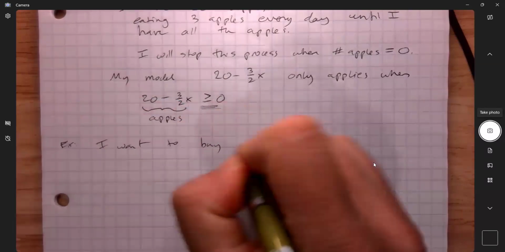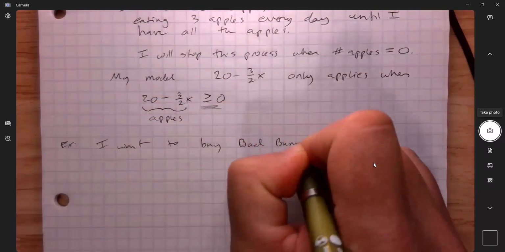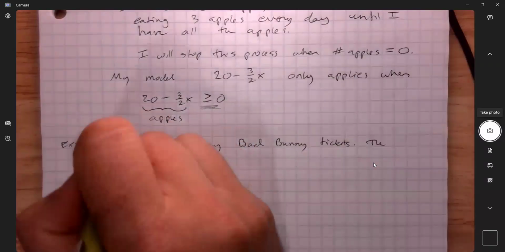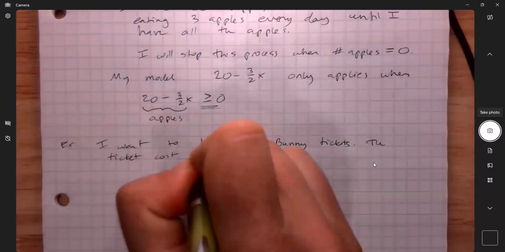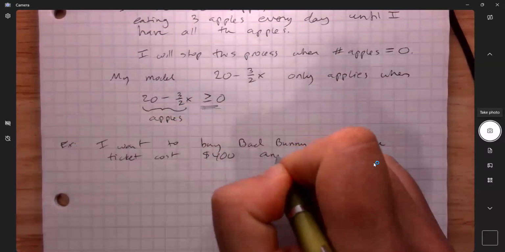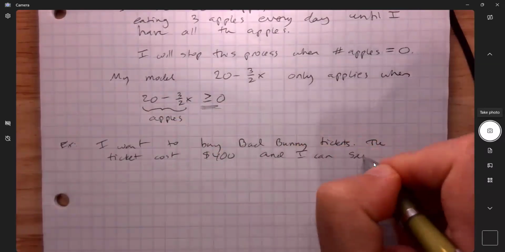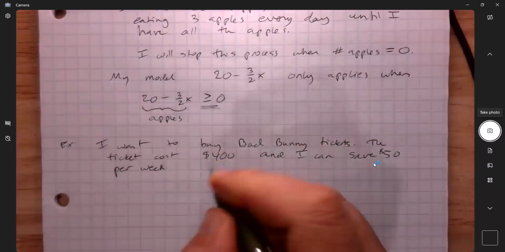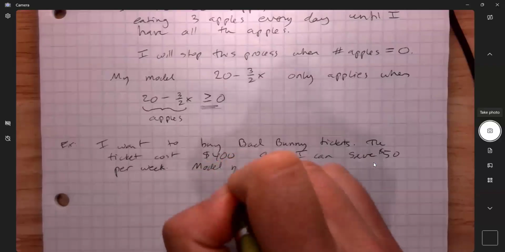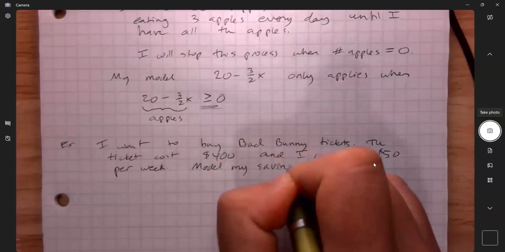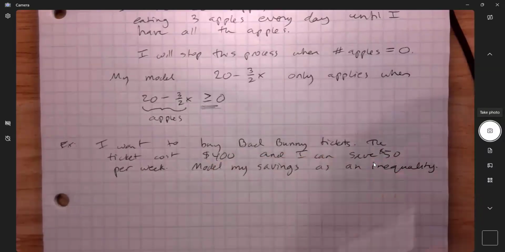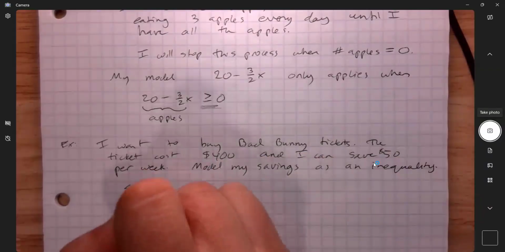So for example, I want to buy Bad Bunny tickets. The ticket costs $400, and I can realistically save $50 per week. We're going to model my savings as an inequality. So we think about the mathematical relationships and the quantities. So we're going to think about the starting value.